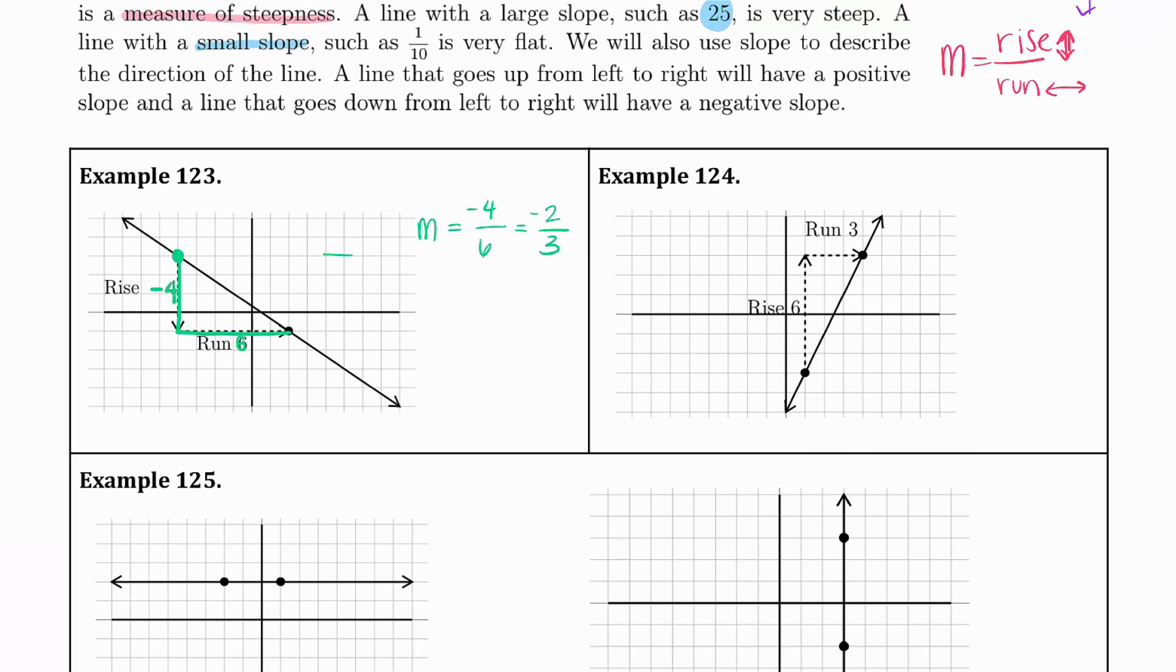Okay, let's look at example 124. Again, I always start with my left point. If we always start with our left point, we know that if we move up, my slope is positive. If we move down, my slope is negative. That's what's nice about consistently starting with your left point. So here we move up, we are rising 6, so our rise is +6. And our run, we move horizontally 3 spaces, so our run is 3. So when we write our slope as a fraction, we have our rise, which is 6, over our run, which is 3. That can simplify to be 2/1, or just 2. So the slope of that line is +2.